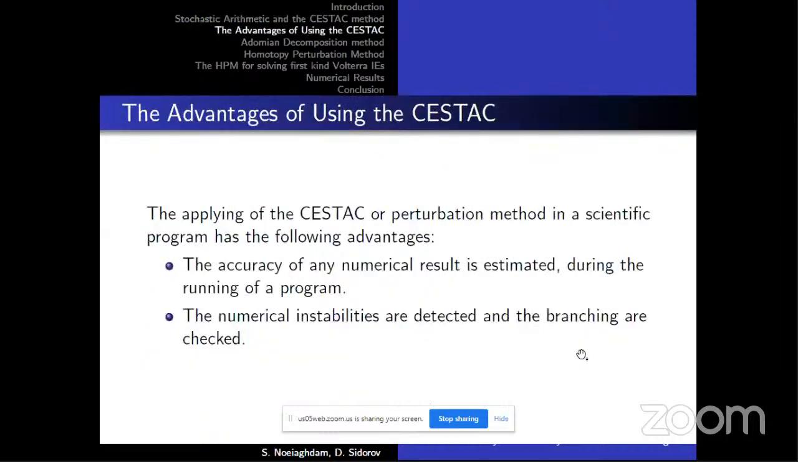Applying the CSTAC method, we have some advantages in comparison with the methods based on floating point arithmetic. The first advantage is that the accuracy of any numerical result is estimated during the running of a program. But in floating point arithmetic, we should wait to finish the process, and after concluding the process, we can talk about accuracy. But in the CSTAC method, at each step we can find its accuracy. Using the CSTAC method, we can find numerical instabilities.